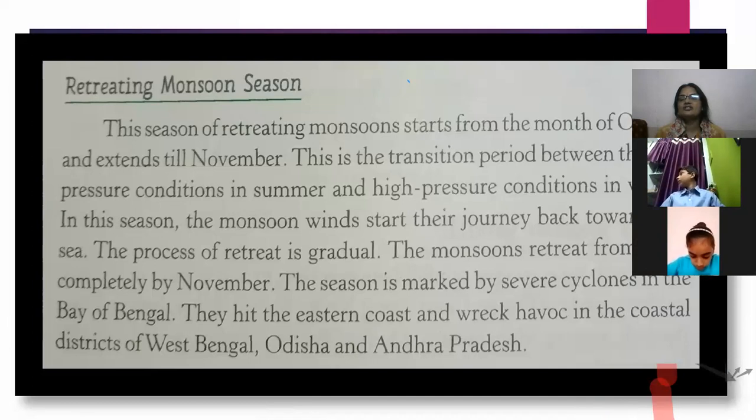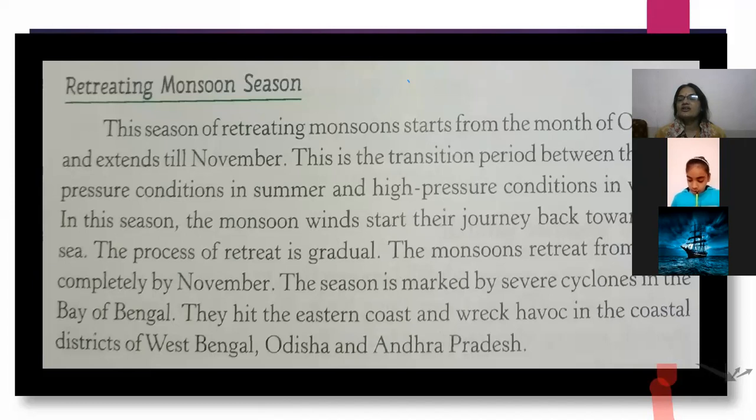The monsoon retreat from India is completed by November. This season is marked by severe cyclones in the Bay of Bengal. They hit the eastern coast and wreak havoc in the districts of West Bengal, Odisha and Andhra Pradesh. Yesterday it had brought severe conditions in our Dover itself also. You may have seen heavy wind was blowing and it got rainfall.